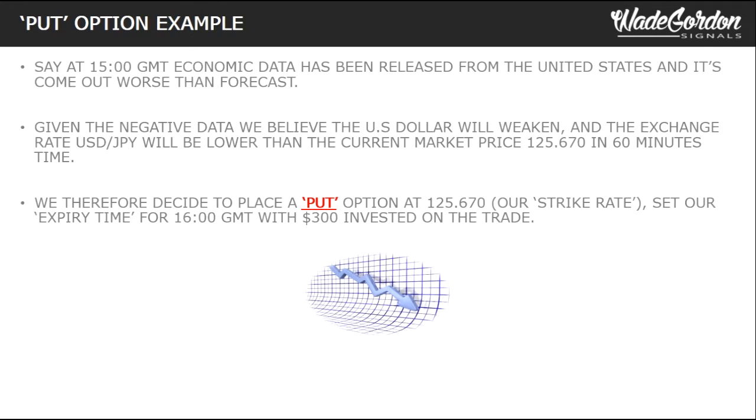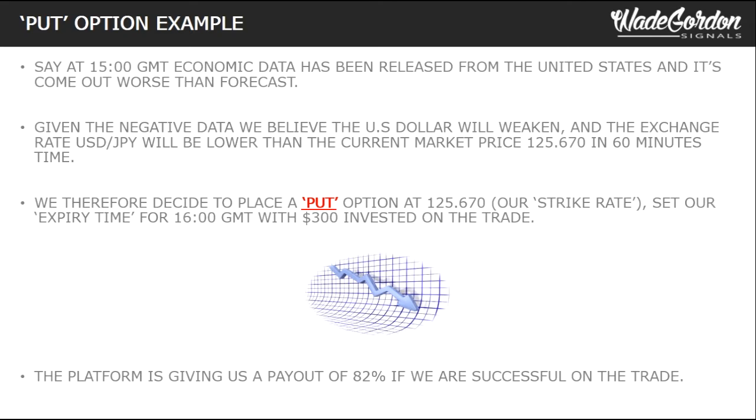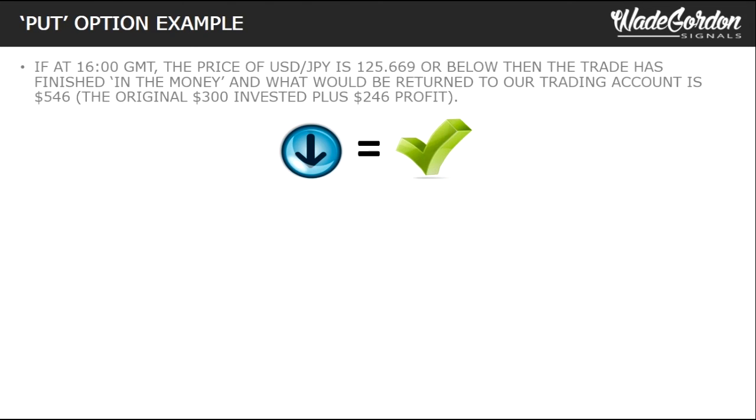We therefore decide to place a put option at 125.670, our strike rate, set our expiry time for 1600 GMT with $300 invested on the trade. The platform is giving us a payout of 82% if we're successful on the trade. If at 1600 GMT the price of US dollar Japanese yen is 125.669 or below, then the trade has finished in the money, and what would be returned to our trading account is $546, the original $300 invested, plus $246 profit.